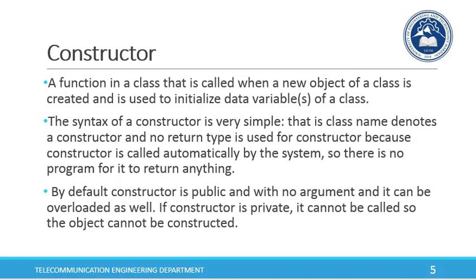Why is it not private? Because if the constructor is private it cannot be called, so the object cannot be constructed. So we will always write it in public.